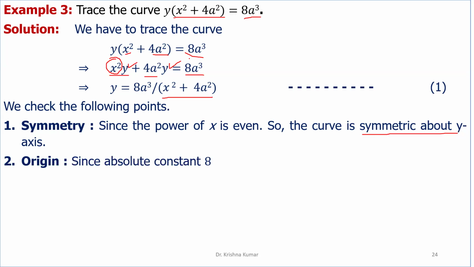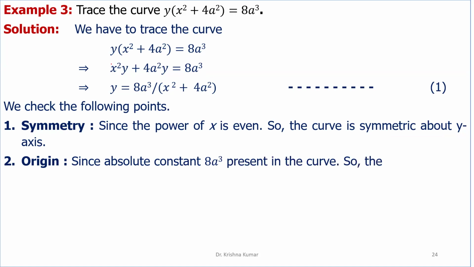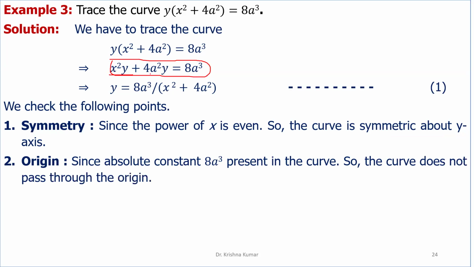About the origin. Now just look here. If you see this second part of the equation, this is a variable term because x and y both are present. This is also a variable term because y is present. But just see the right hand side of the given curve equation. It is 8a cube, which is not a variable, it is an absolute constant. So since the absolute constant 8a cube is present in the given curve, the curve does not pass through the origin.